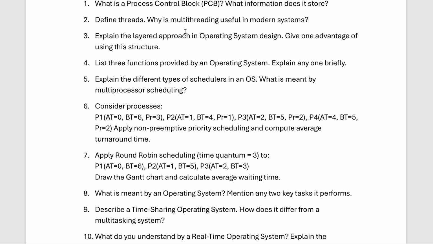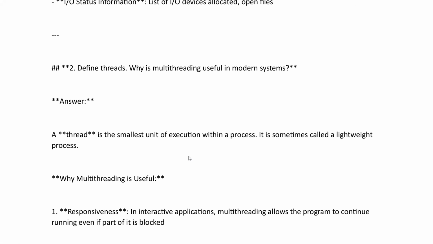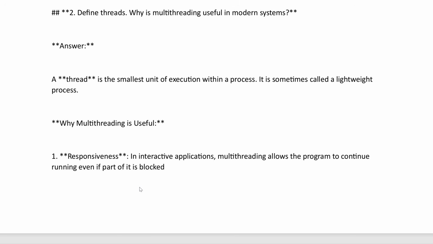Second question is, define threads. Why is multithreading useful in modern systems? Thread is the smallest unit of execution within a process. It is sometimes called a lightweight process. And why multithreading is useful? First reason why the multithreading is useful is the responsiveness. In interactive applications, multithreading allows the program to continue running even if part of the program is blocked.